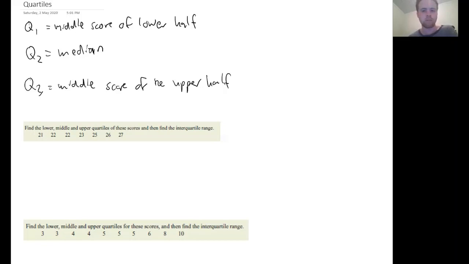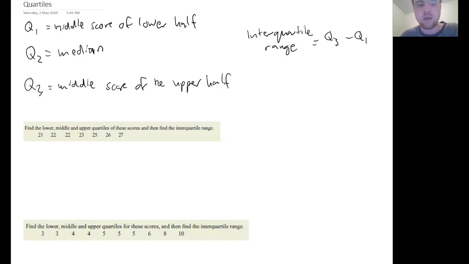Now, one more thing before we go. We can use these to find something called the interquartile range. The interquartile range is the range between Q3 and Q1. Interquartile range is Q3 minus Q1, the upper quartile minus the lower quartile.